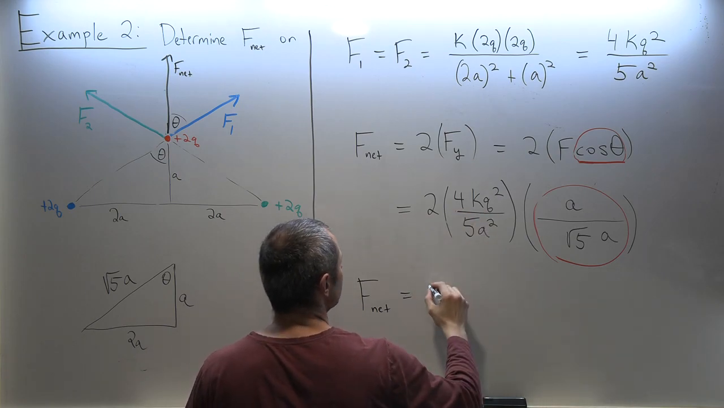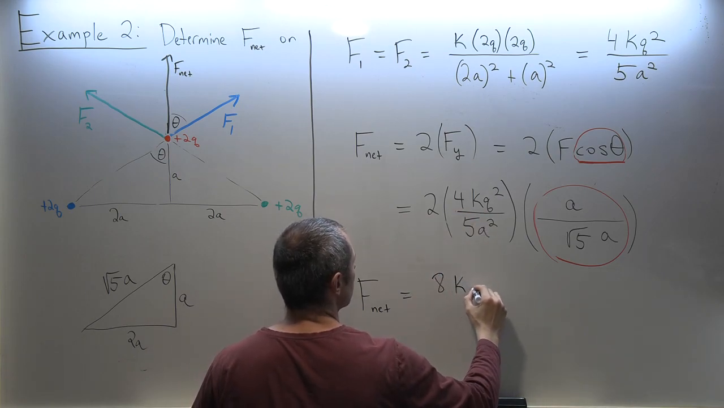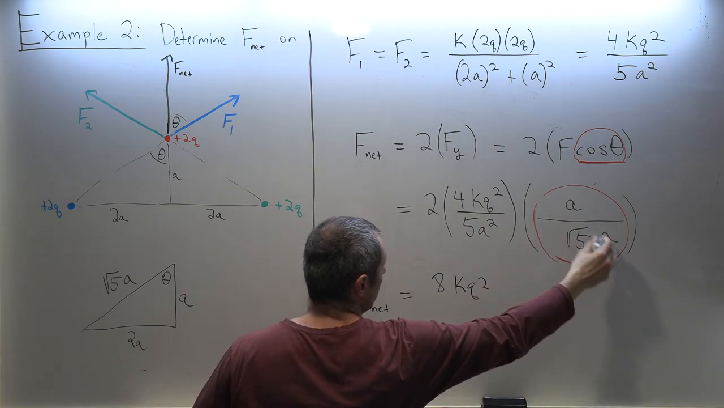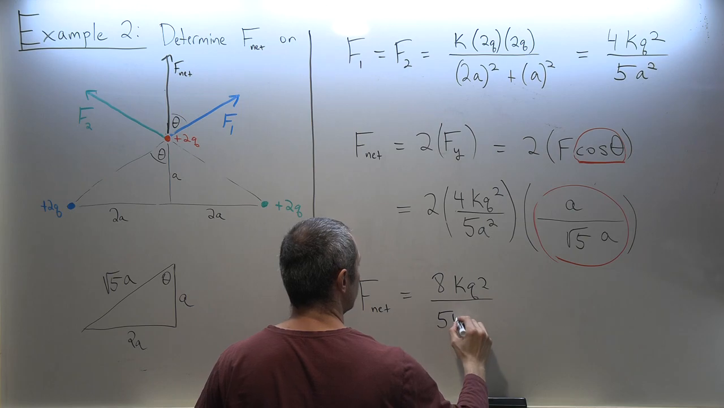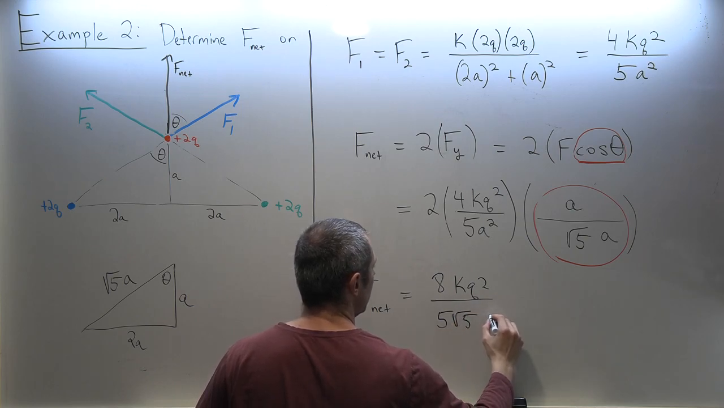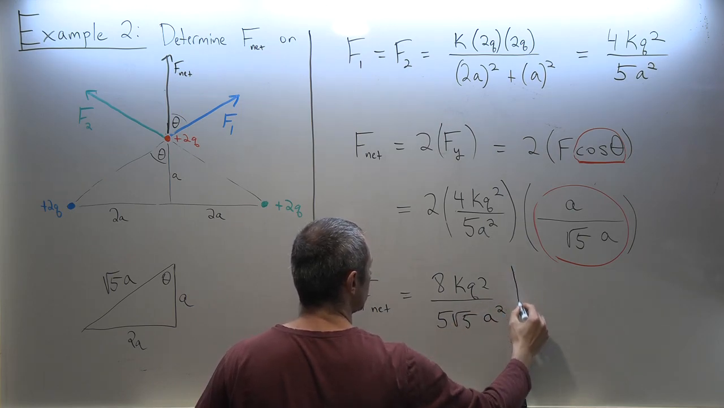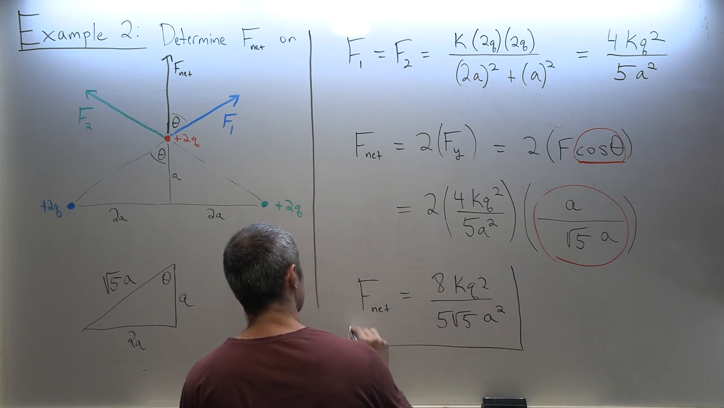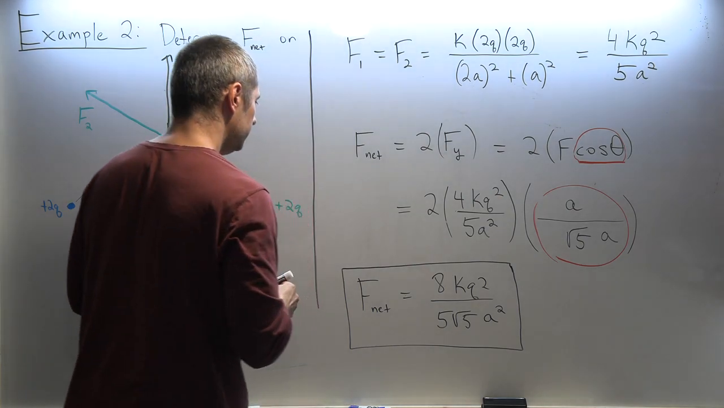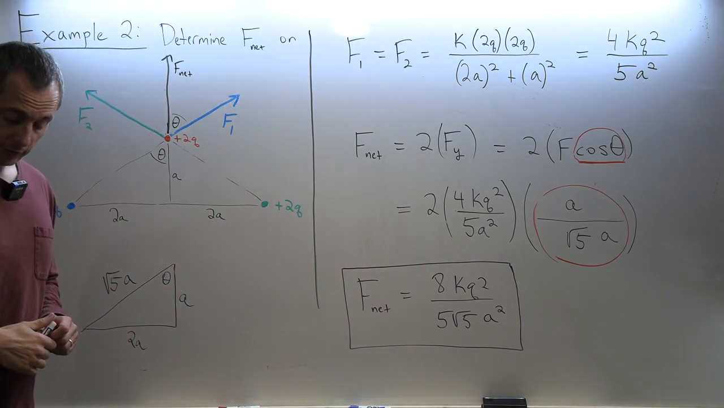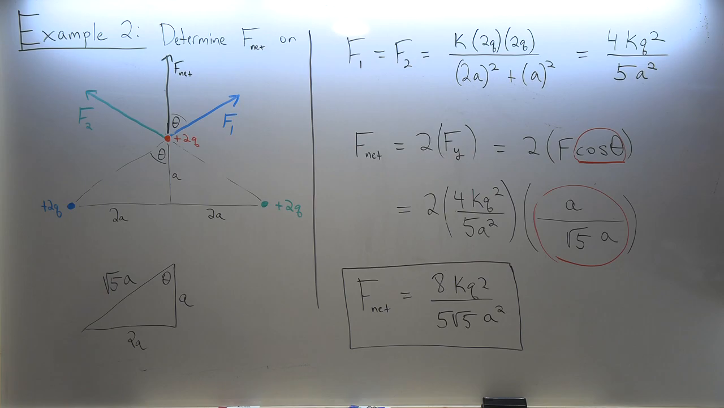And so finally I could write F net equals 8. A's gone over there, right? And so what's left in the bottom is 5 radical 5 a squared. Okay, let me pause a minute to allow you to catch up jotting that down.